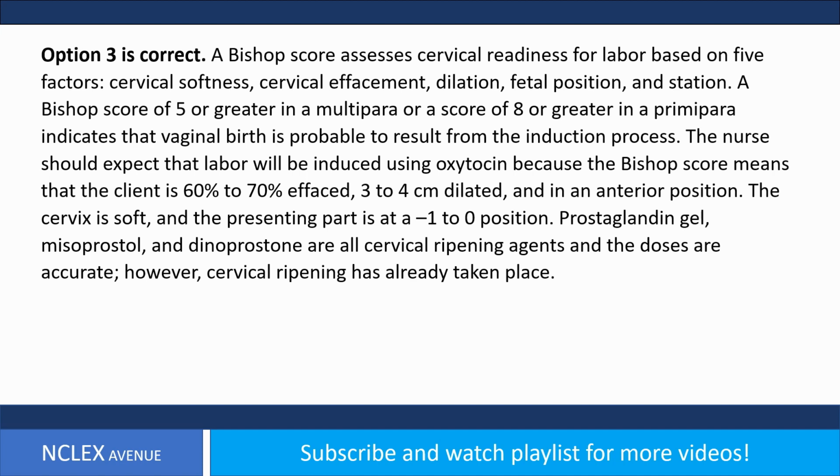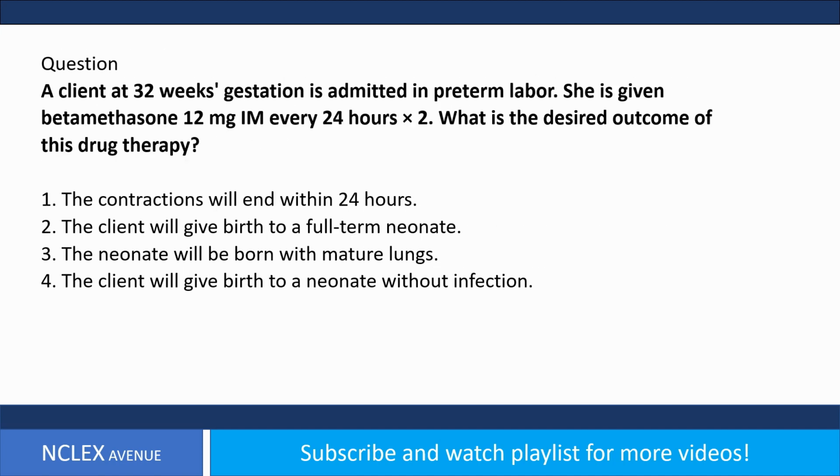However, cervical ripening has already taken place. Question. A client at 32 weeks gestation is admitted in preterm labor. She is given betamethasone 12 mg IM every 24 hours multiplied by 2. What is the desired outcome of this drug therapy?